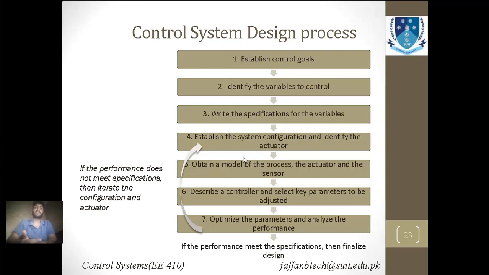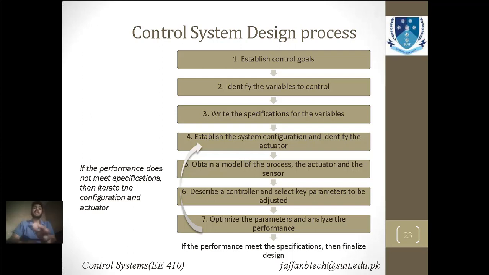That is in objective number 5. You see that you obtain a model of the whole process, the actuator and the sensor. From this you will have a detailed idea of all the details of what you will be doing in the process, and how the actuators and sensors will be communicating with each other. All of the details will be given after you have achieved level 5.